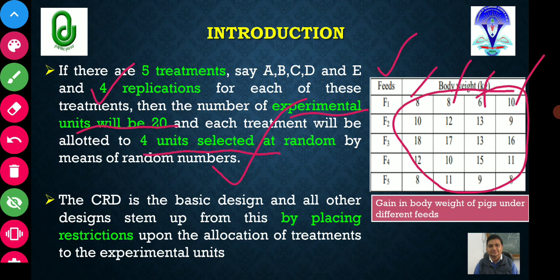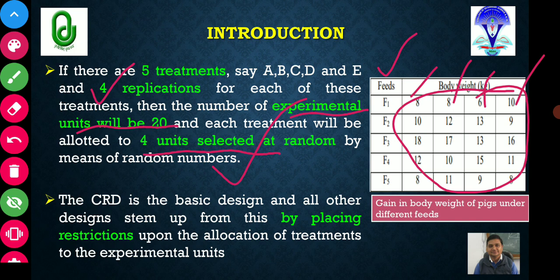So when you apply F1 on animal number 1, it gains 8 kg. If you apply it on animal number 2, it again gains 8 kg. On animal number 3, that particular animal gains 6 kg, and the 4th animal gains 10 kg. So this is how we apply treatments in case of completely randomized design, that is CRD, and that application is random. We will discuss how we apply it in the latter part of this lecture also.